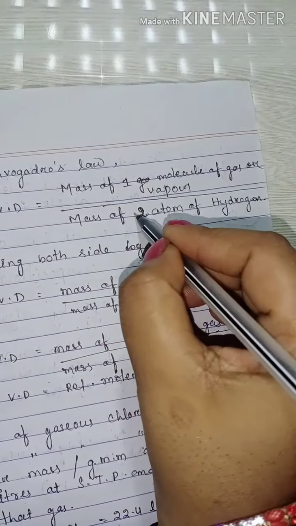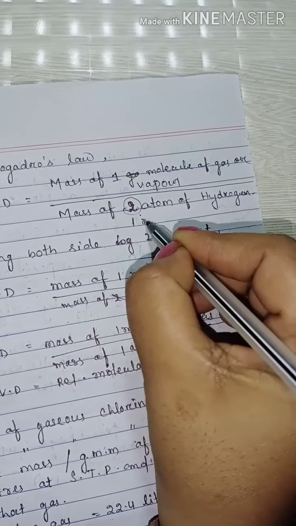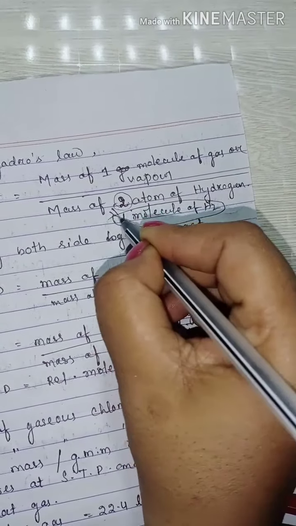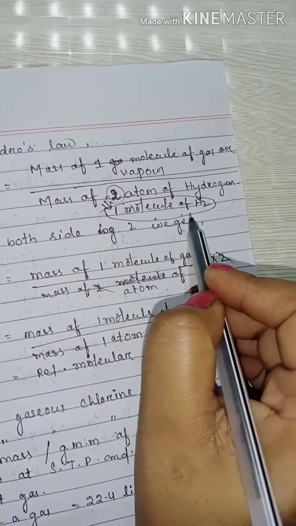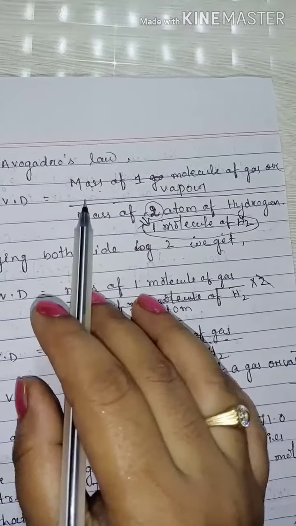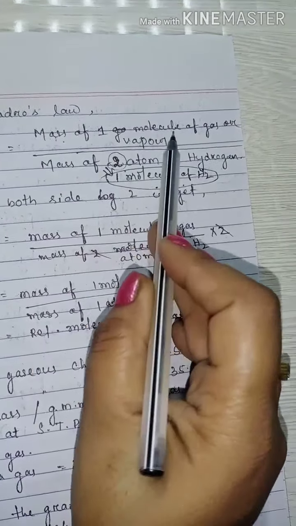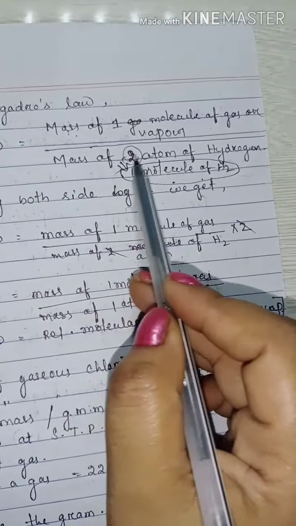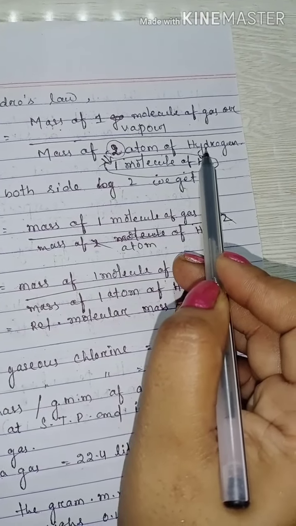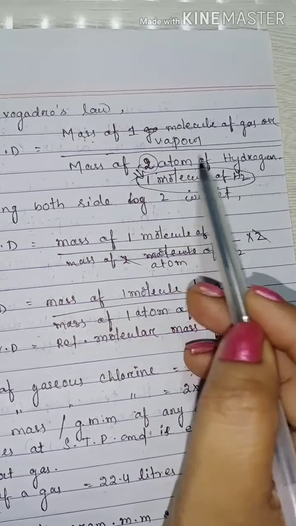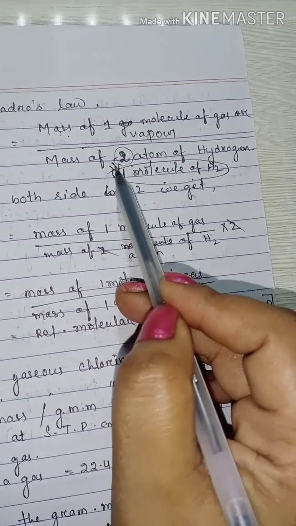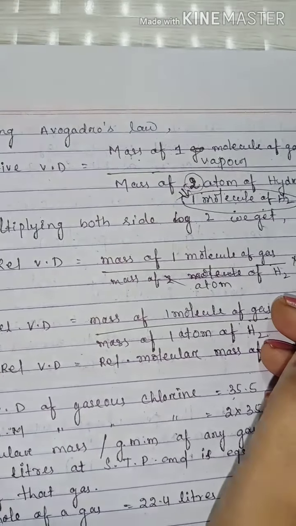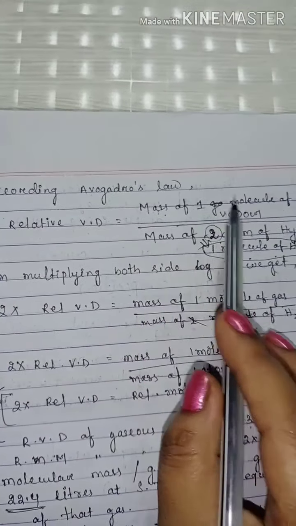What is that? I am telling here. I have written here 2 atom. 2 atom means what? One molecule of hydrogen. Clear? 2 atom of hydrogen means one molecule of hydrogen. I told you that vapor density means the mass of one molecule of gas or vapor under the same temperature and pressure divided by the mass of one molecule of hydrogen, but hydrogen is diatomic in nature, so that's why for one molecule of hydrogen I have written here 2 atom of hydrogen. Okay, according to Avogadro's law, it is following.